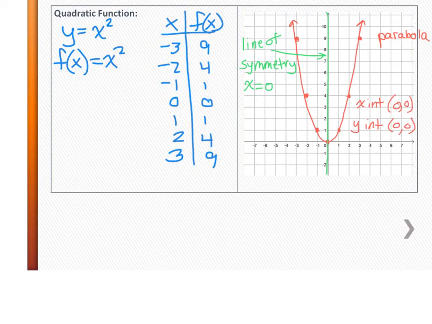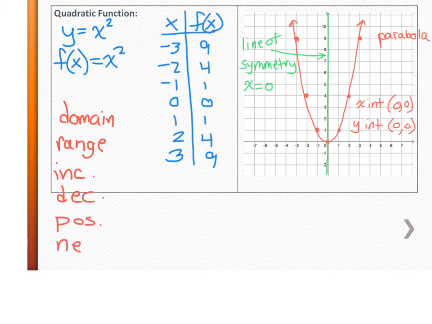So if we looked at our domain and range, all of our features, increasing, I'm going to abbreviate decreasing, and positive interval and negative interval. Our domain, again, is completely unlimited, so there's nothing stopping me from going all the way down to negative infinity and all the way up to positive infinity. Completely unlimited, and likewise, the range will continue to grow.